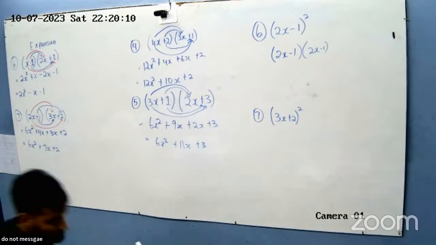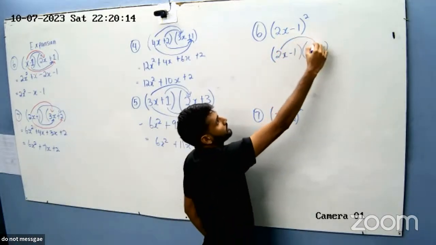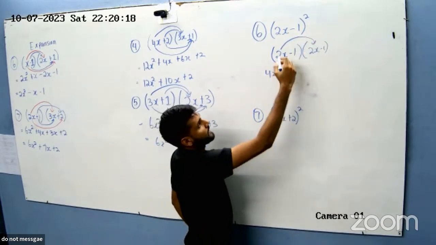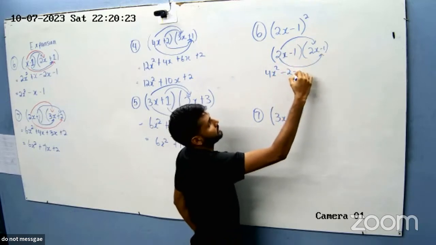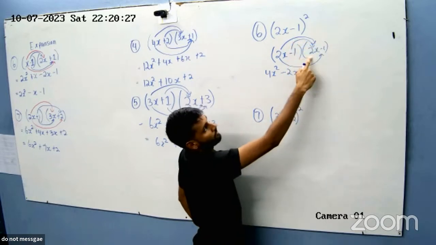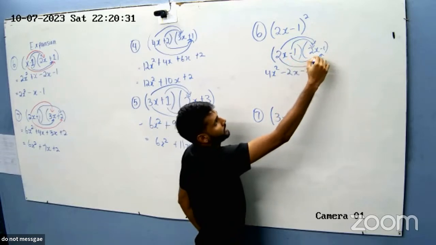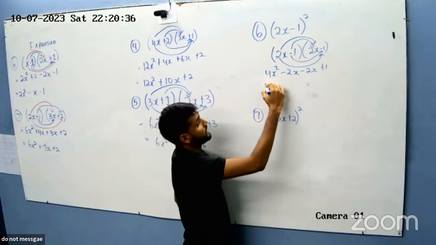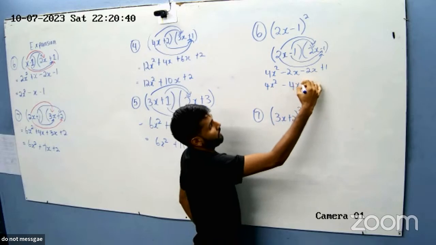Right. So you do it. 2x by 2x is 4x squared. 2x by minus 1 is minus 2x. Minus 1 by 2x is minus 2x. And then minus 1 by minus 1 is positive 1. You add like terms together. So you just get 4x squared minus 4x plus 1.